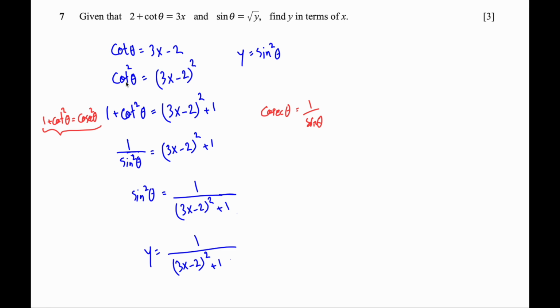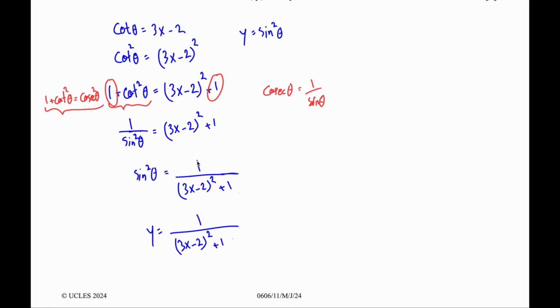So once you get here, I'm going to add 1 to both sides, right? After I raise it to the power of 2, of course. Then on the left-hand side, I have 1 plus cotangent squared theta. I can write it as cosecant theta squared, which is nothing but 1 over sine theta squared. And on the right-hand side, I still have the same expression. You do not need to expand it. However, if you do, it's fine.